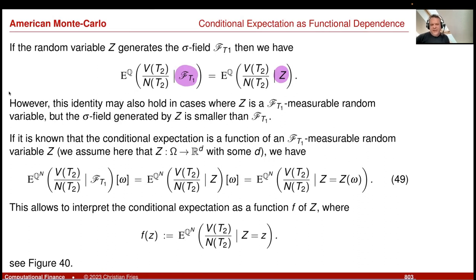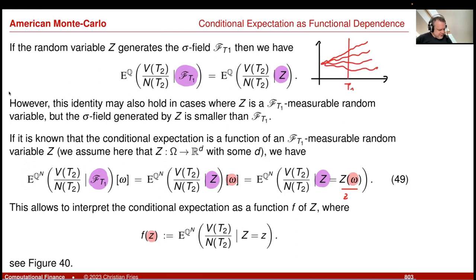So assume that you have this random variable Z, then you can interpret the conditional expectation as a functional dependence. You just replace here the Z. The conditional expectation is a random variable, so if that random variable is evaluated on omega, this means that you are checking whether Z has a specific value, namely Z of that omega. If this Z of omega is now here my little z, then this is a function of z. So in our little picture, we just look at what is the value of the stock at time T1.